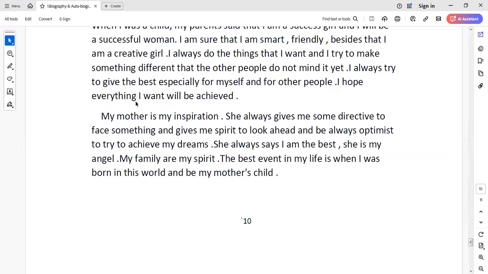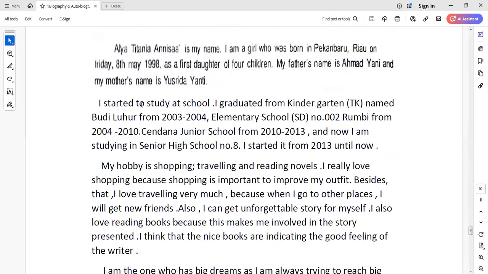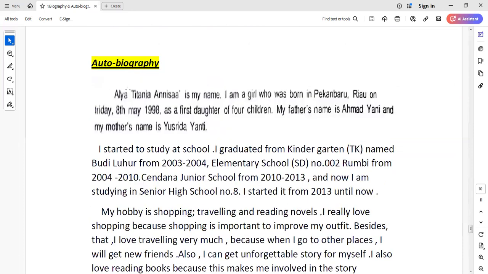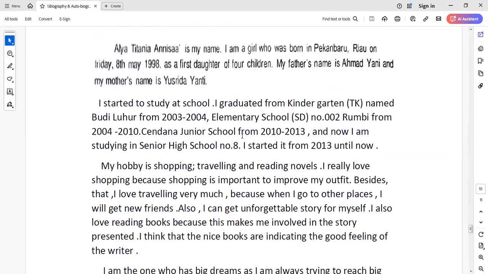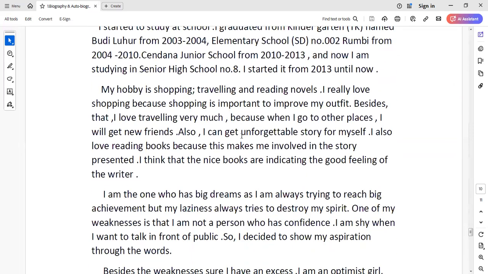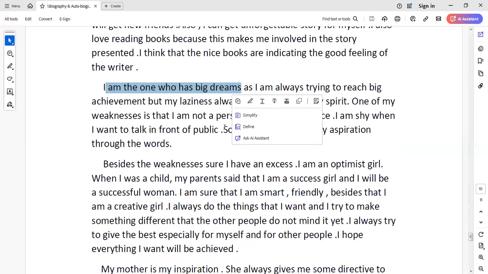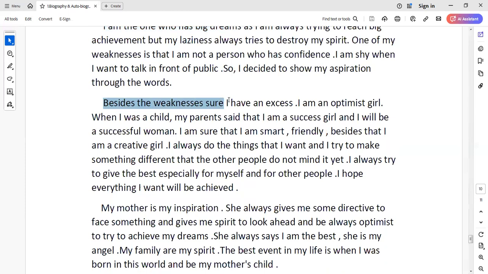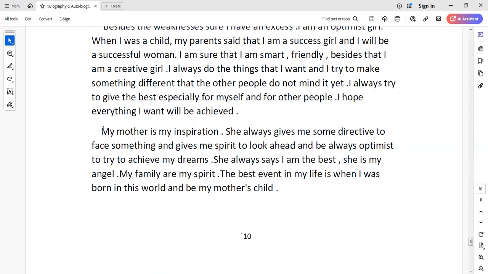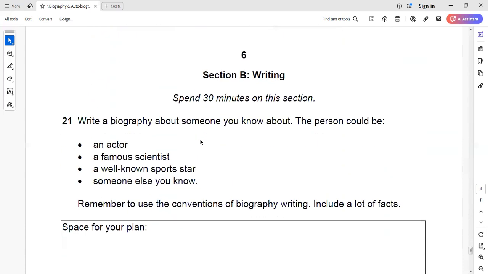And finally, we have another autobiography, by Alia Titiana, and how she mentioned everything about her school, her hobbies, her dreams, the big dreams she had, and the weaknesses she was suffering from, and how her family, particularly her mother, was a kind of support to her.